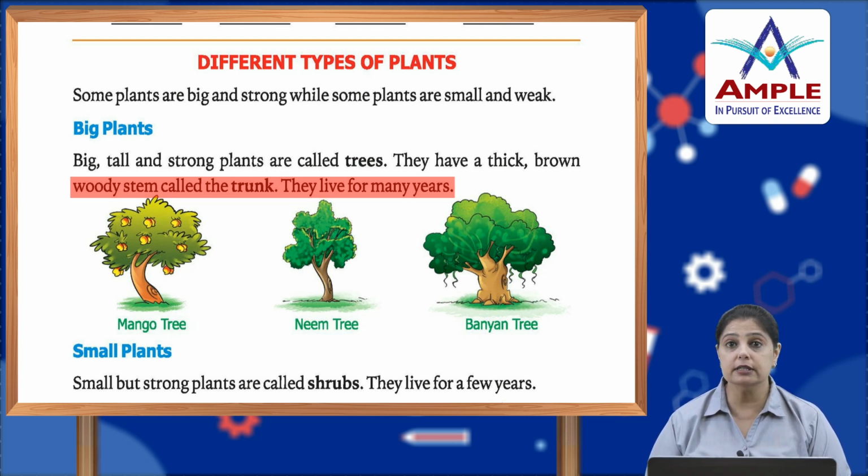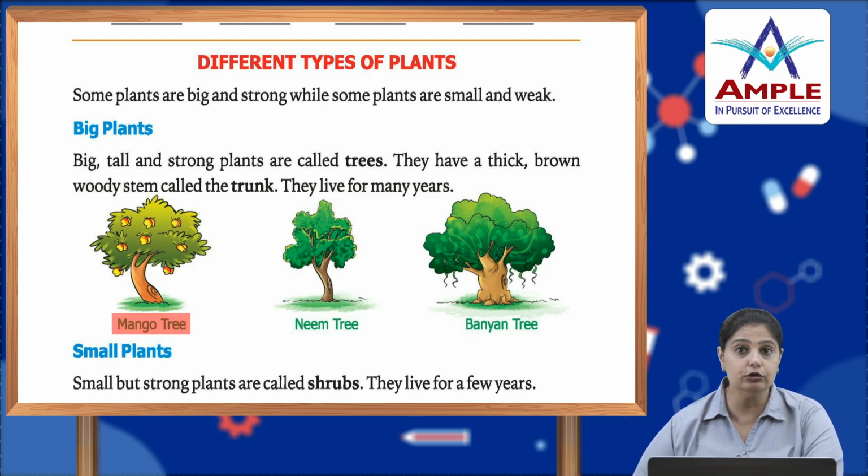Now, what is the main characteristic of it? It is very thick, okay. So, you can see certain trees, their barks or their trunks are really thick, okay, or broad, and they have a woody, brown stem. And trees can live for many, many years, okay. For example, the mango tree, the neem tree, the banyan tree, okay.